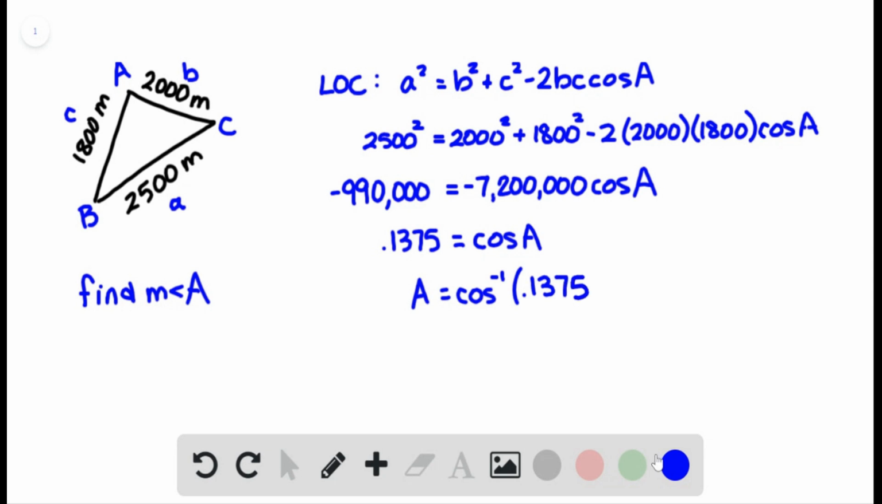That's our exact answer, but we were asked for the answer in degrees rounded to the nearest whole number. So you grab your calculator, make sure it's set to degrees, and type that in, and you get approximately 82 degrees. So that tells us for this walking trail, the largest angle is 82 degrees.